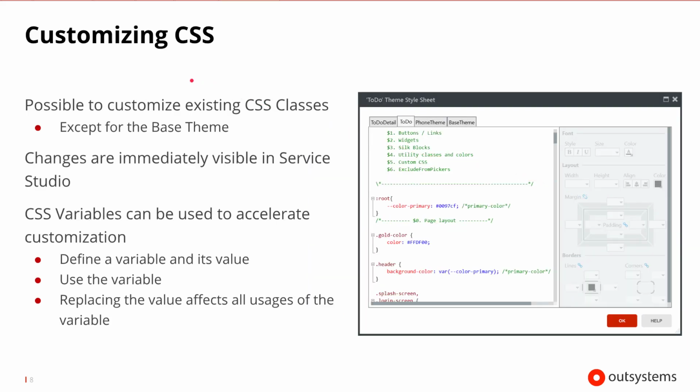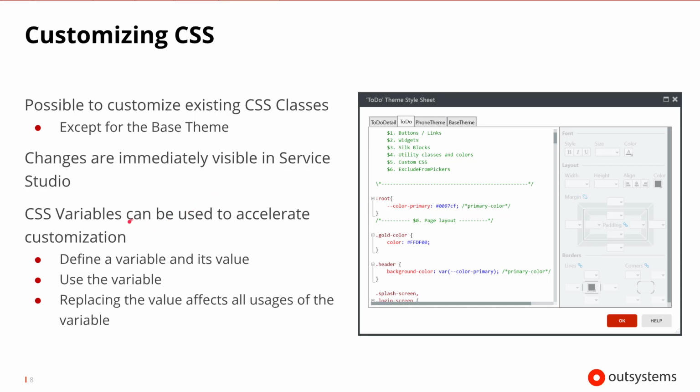So when we're going to customize the CSS, it is possible for us to customize any of the existing CSS classes, except for the ones from the base theme. One of the cool things about the editor is that any changes that you make are immediately visible in Service Studio. So if we came in and made a change to a color or a background or a header, if we were editing a screen, it would immediately show any of the changes. So it is reactive in the fact that anything we place inside of the style sheet will immediately affect all of the other elements that it might be applied to.